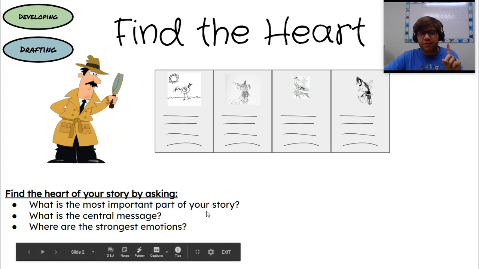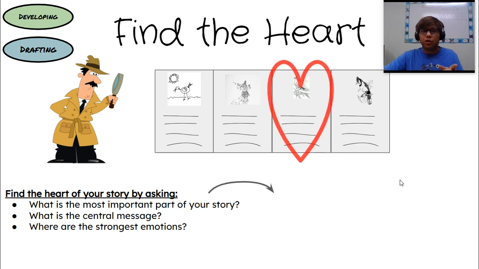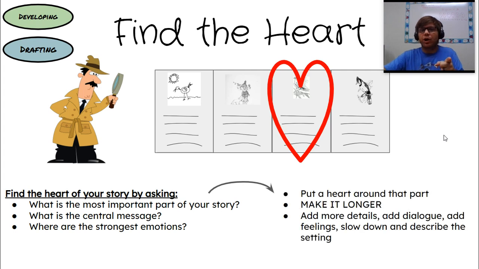Okay, so you first have to find the heart. And then once you've done that, you put a heart around it. If this is the most important scene, that's the one you're going to put a heart around. And why? Because that part, you're going to make it longer. That is developing. That's what good writers do. They find the most important part of their story and they make sure that that's the longest part.